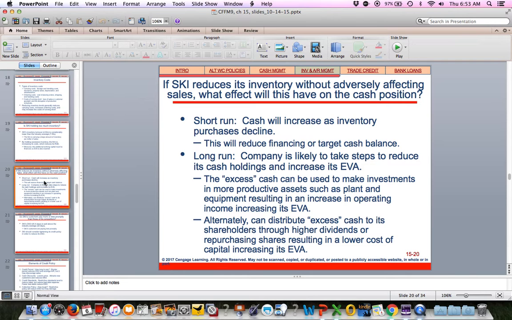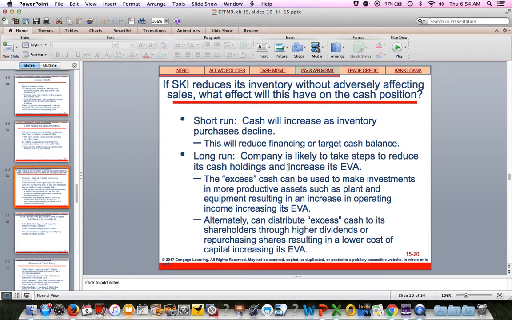So in the short run, cash will increase as inventory purchases decline. If we're going to reduce inventory, and the key is without adversely affecting sales, how will that impact my cash position? In the short run, cash will increase as inventory purchases decline. We're going to stop buying inventory and try to get rid of the extra inventory we have now. So we're going to slow down the purchase of inventory. This will reduce financing or target cash balance.